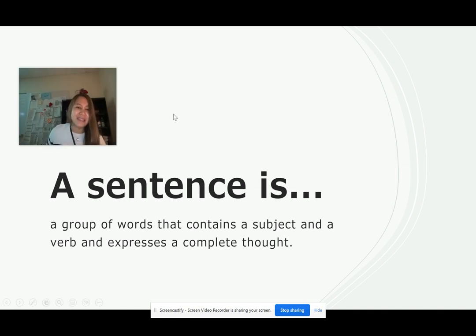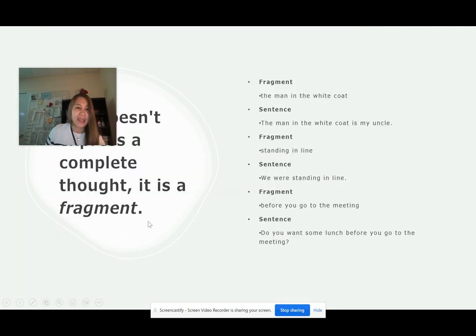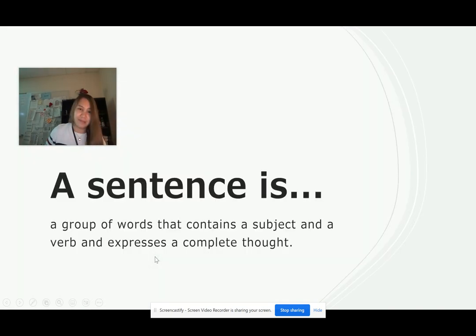What is a sentence? A sentence is a group of words that contains a subject and a verb and expresses a complete thought. If you're taking down notes, a sentence has a subject and a verb. There are two parts of the sentence, and it should express a complete thought or meaning. It should make sense. It should deliver a complete thought to your readers.